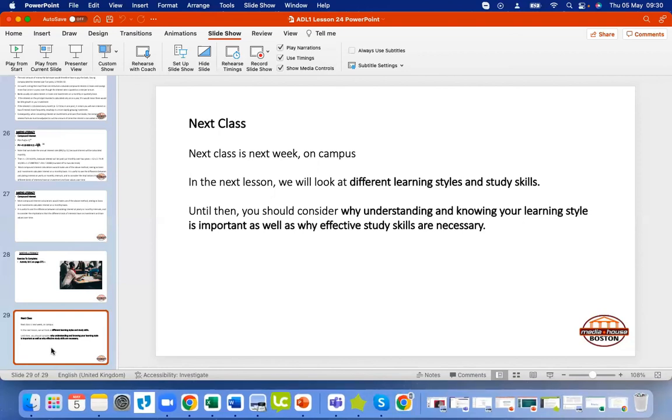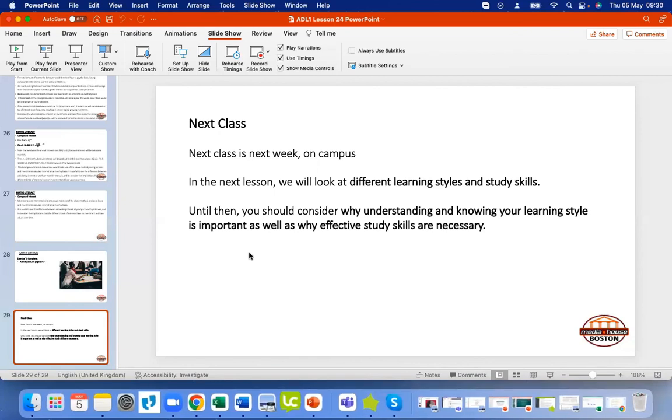Next week, we are talking about the different learning styles and study skills, and we're going to use the Anderson textbook. Consider why understanding and knowing your learning style is important, as well as why effective study skills are necessary. This module focuses a lot on life skills, actually. There is an English component, but English is necessary in all aspects of life.